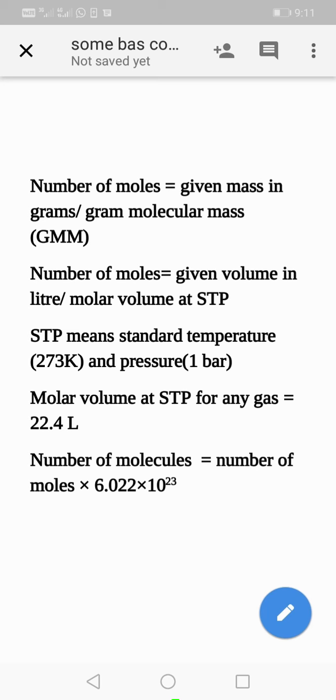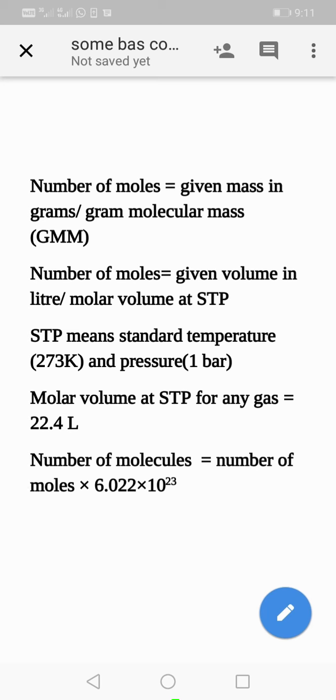In some cases, especially for gases, we will not be able to take the weight. Instead of that, we will be taking the volume. In that case, number of moles is equal to given volume in liters divided by the molar volume at STP. Molar volume is a constant, and molar volume at STP for any gas is equal to 22.4 liters. So the denominator in this second equation is a constant.